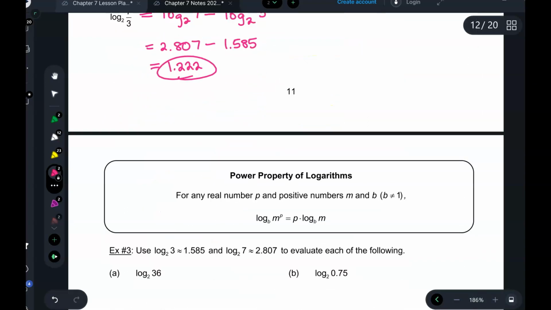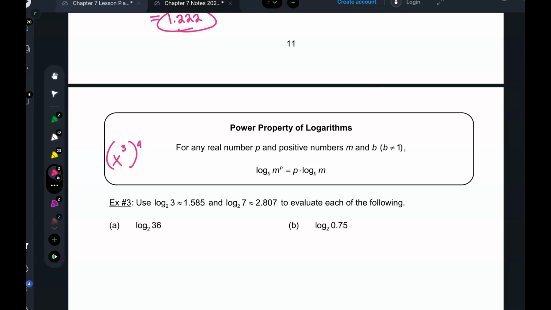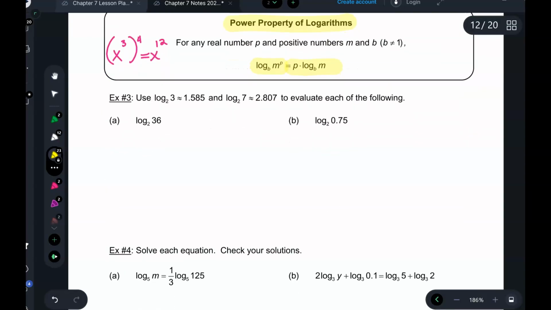One more property is powers. So what if I had x to the 3rd raised to the 4th power? What do I do with the exponents in this case? We multiply them. Okay, so if you have log base b of m to the p, that power gets multiplied to the front. Okay, so we multiply the number to the front.